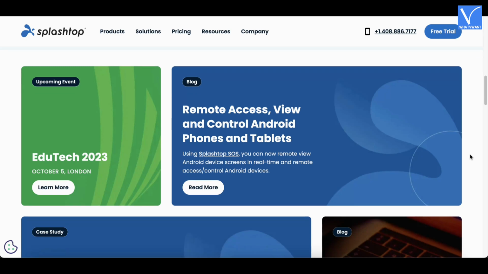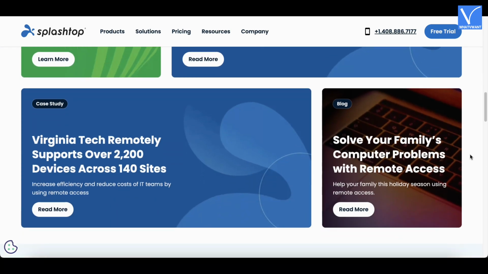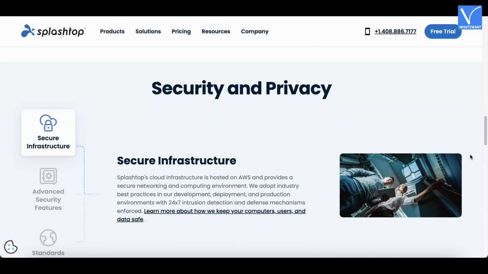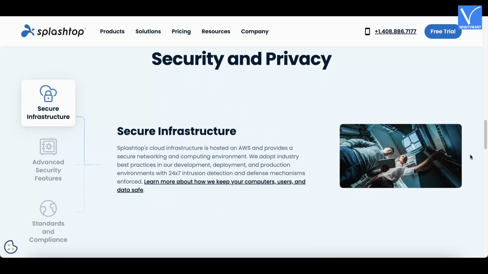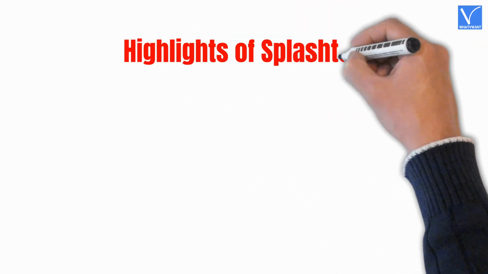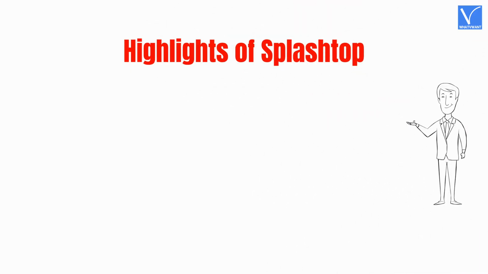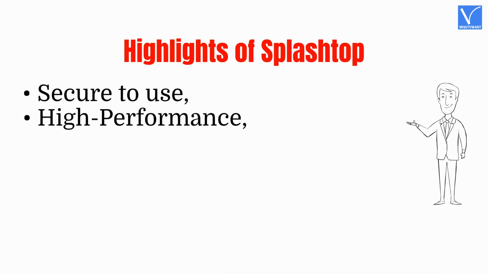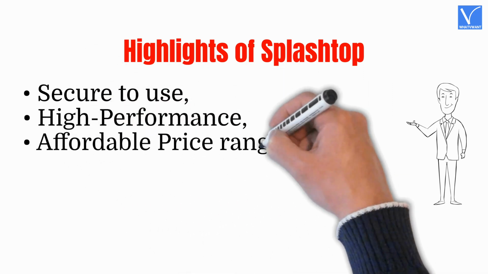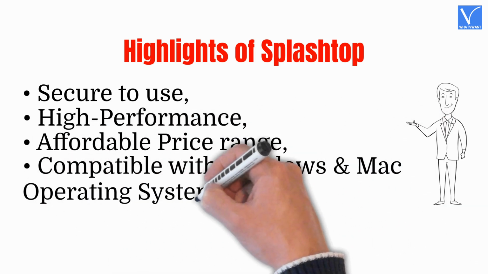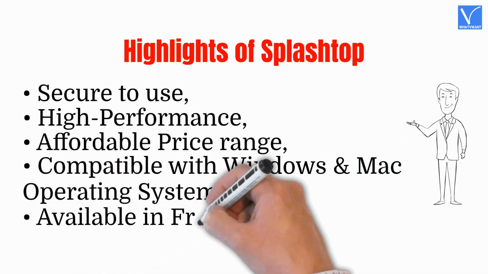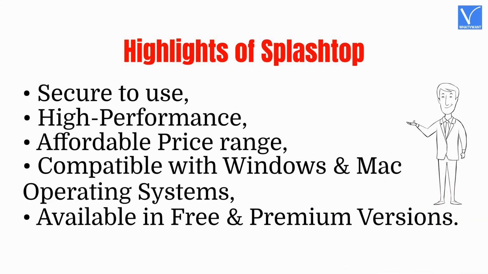It is compatible with both Windows and Mac operating system. Splashtop is available in free and premium versions. You can use it for personal use for free for 5 computers. Highlights of Splashtop. Secure to use. High performance. Affordable price range. Compatible with Windows and Mac operating systems. Available in free and premium versions.